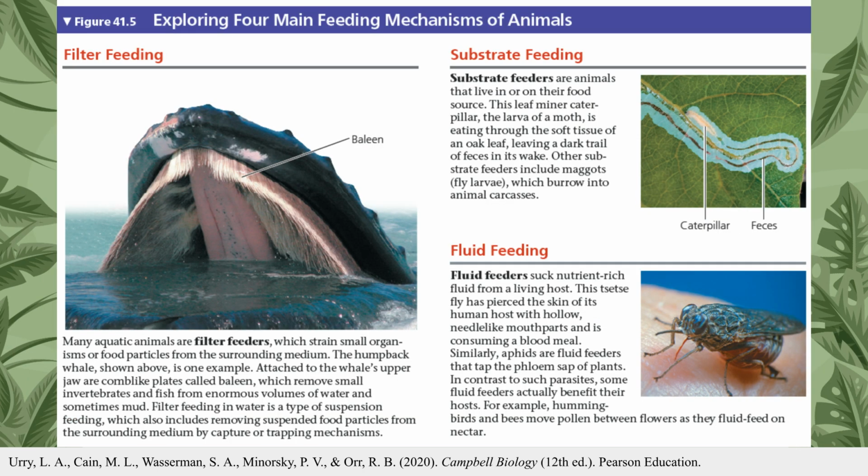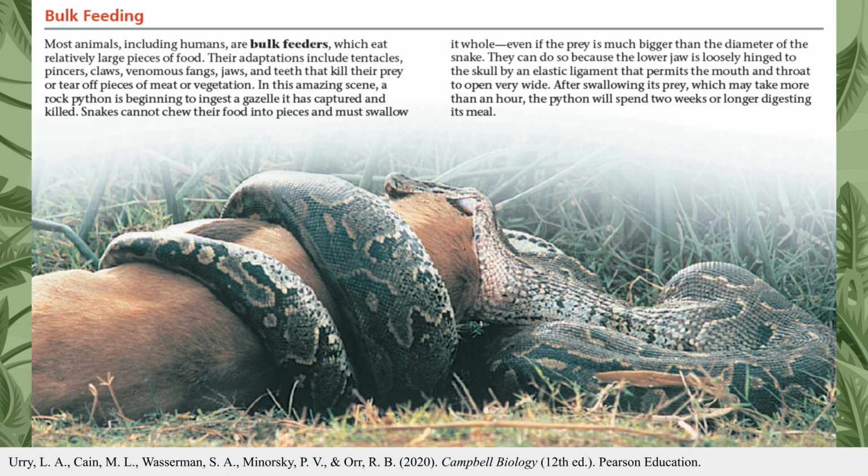What are the 4 main feeding mechanisms of animals? Filter feeders strain small food particles from water using specialized structures, such as baleen in whales, to trap plankton while water passes through. Substrate feeders live on or inside their food source and consume it as they move, such as caterpillars eating leaves and maggots feeding on animal tissue. Fluid feeders use specialized mouthparts to extract nutrient-rich liquids from plants or animals, as seen in mosquitoes feeding on blood or hummingbirds feeding on nectar. Bulk feeders eat large pieces of food. Most animals use this method, either by chewing or by swallowing prey whole, as in snakes.